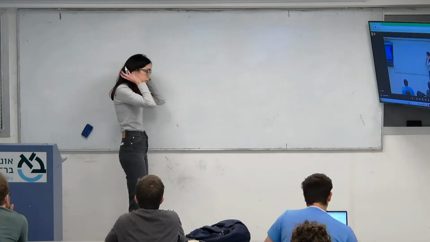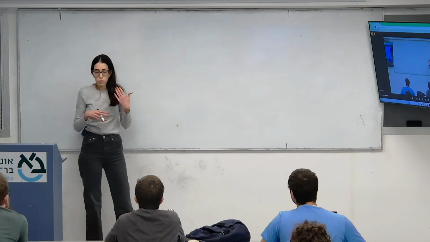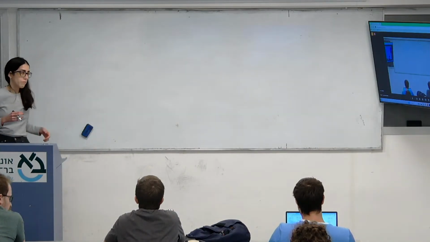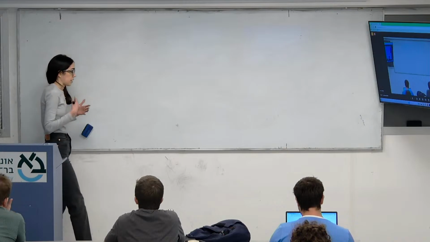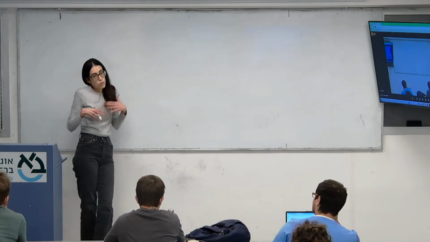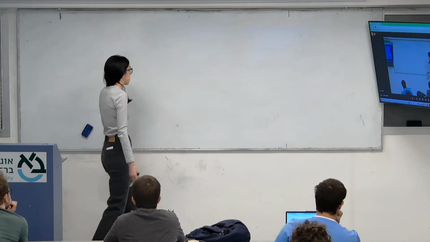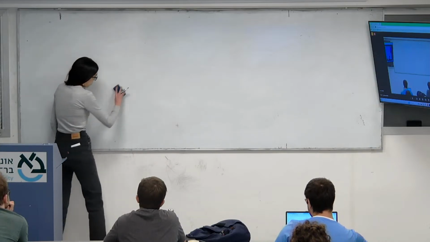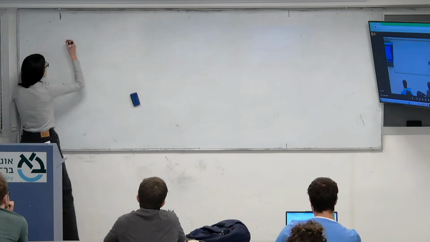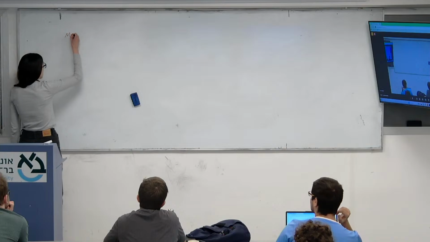So what we're going to do now is use some approximation such that we actually will be able to do something with the system. The approximation that we're going to use is called mean field approximation.